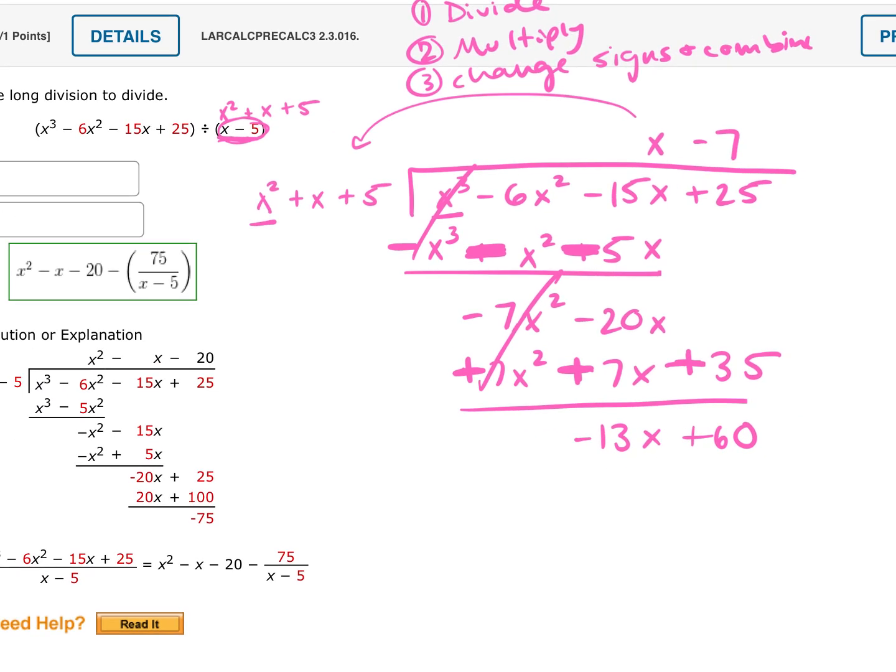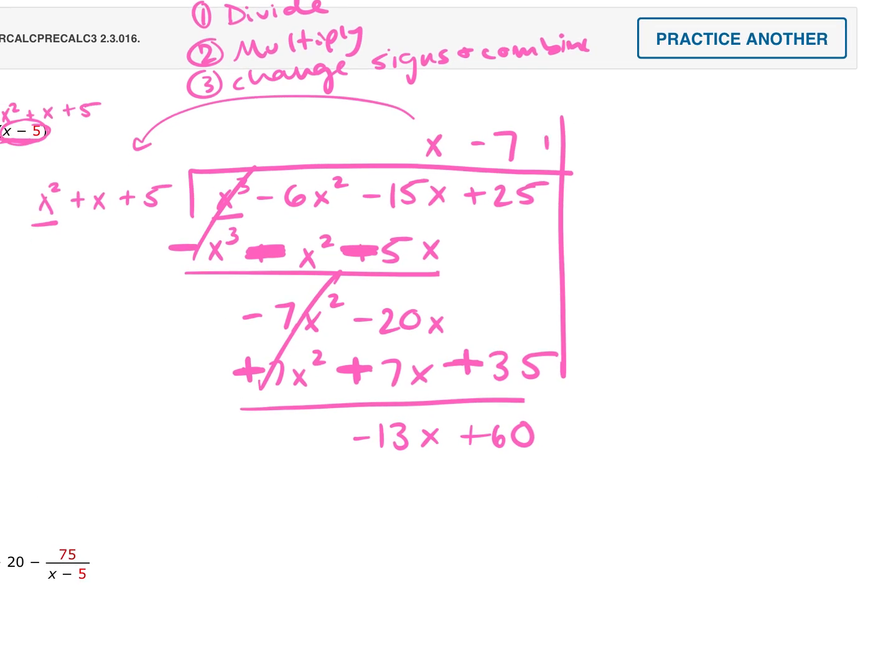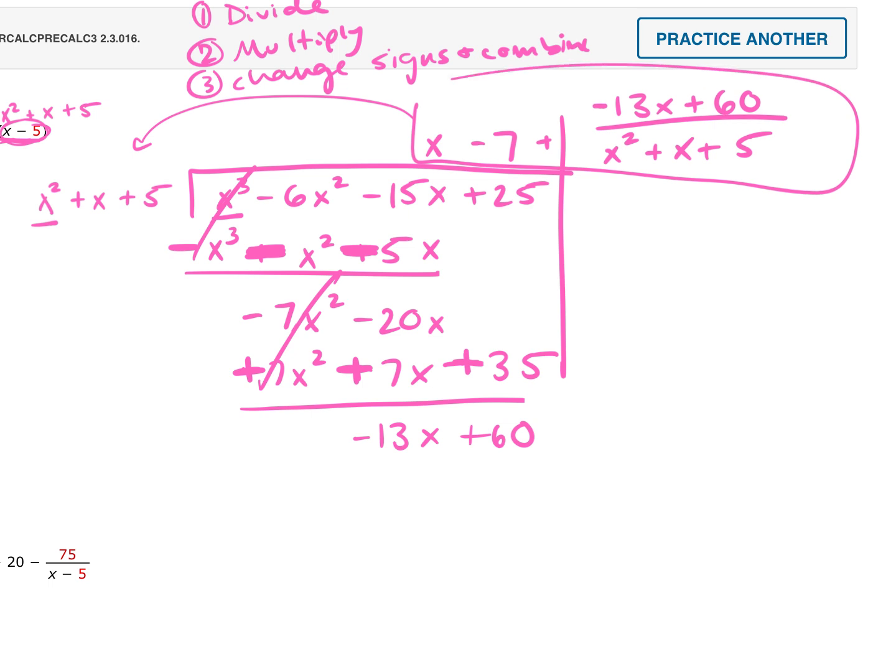Now we can't take away an x squared from the negative 13x. Once you hit your constant, everything after that is your remainder. So our remainder would be, we can say plus negative 13x plus 60 over our divisor, which is x squared plus x plus 5. So that would be our answer.